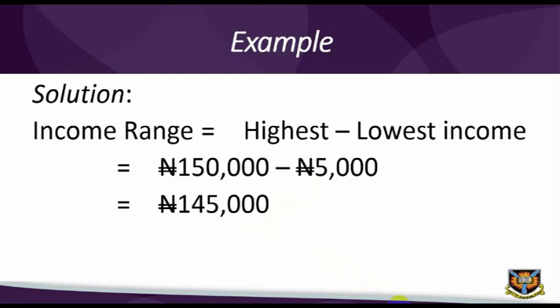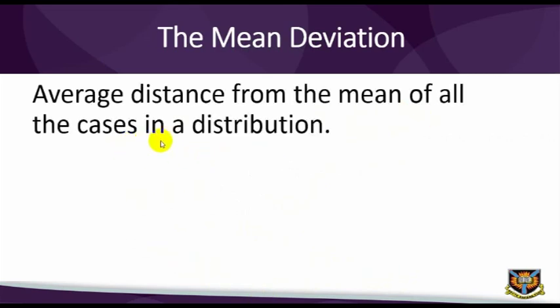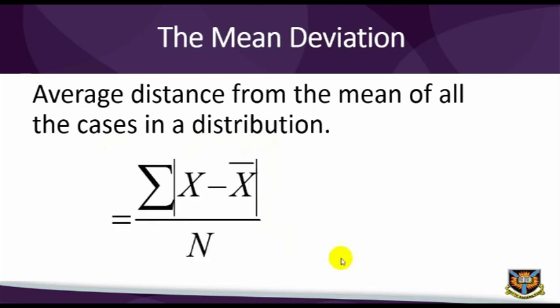2. The mean deviation. The mean deviation is simply the average distance from the mean of all the cases in a distribution. NB. Now that you are becoming familiar with some of the symbols in this course, we shall introduce some new formulas which are quite similar to those encountered in the previous. Before then, let me remind you that symbol X stands for the numerical value of a variable, symbol X bar stands for the mean or average value of a variable X, N stands for the total number of cases in the distribution.